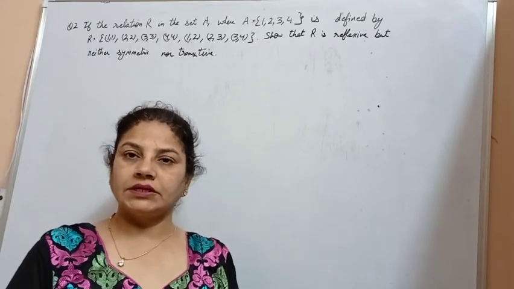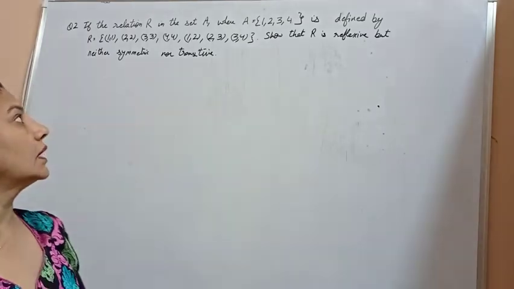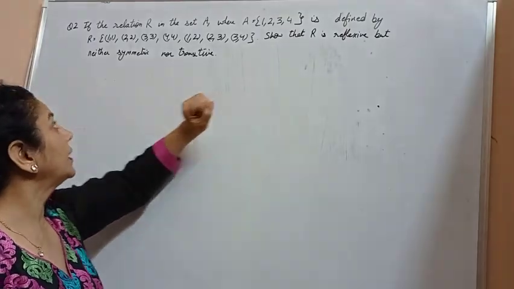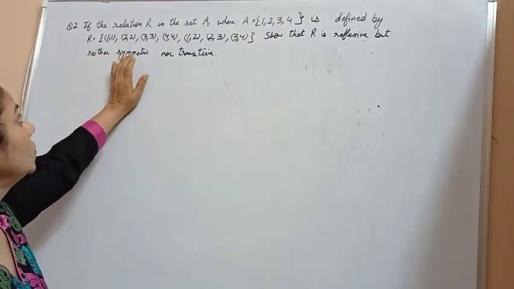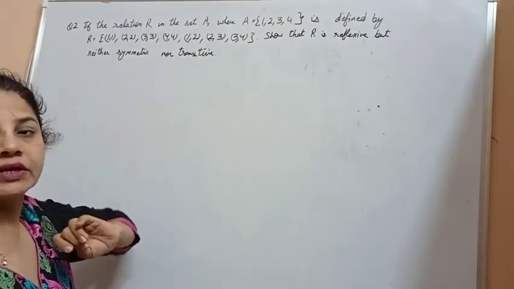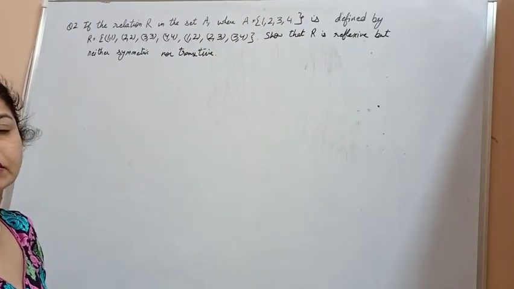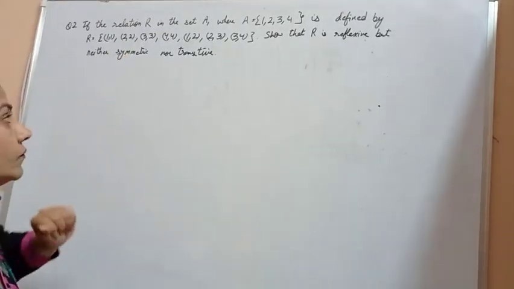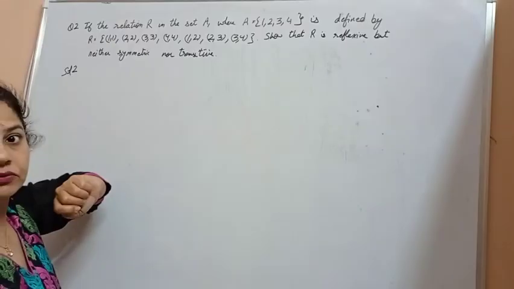If R is a relation on a set A, where A is given as {1, 2, 3, 4}, defined by R = {(1,1), (2,2), (3,3), (4,4), (1,2), (2,3), (3,4)}, show that R is reflexive but neither symmetric nor transitive. Observe the relation carefully. 1,1; 2,2; 3,3; 4,4 is given to us.